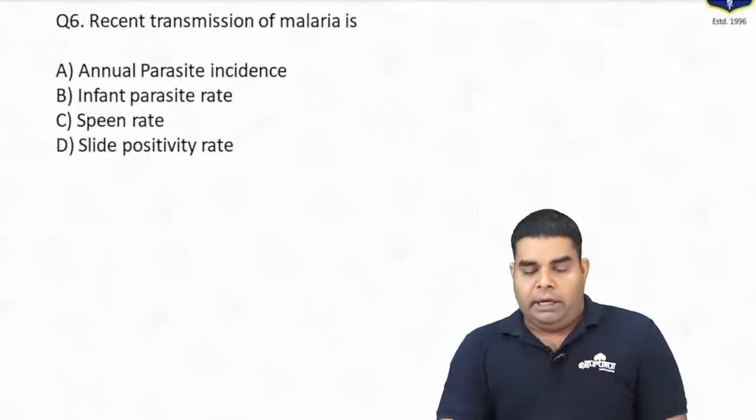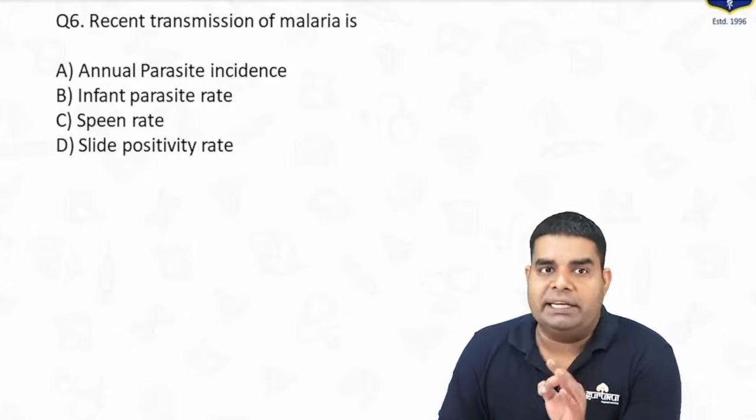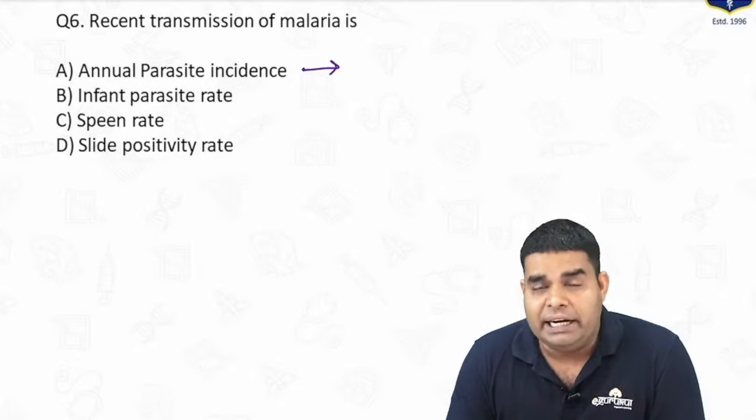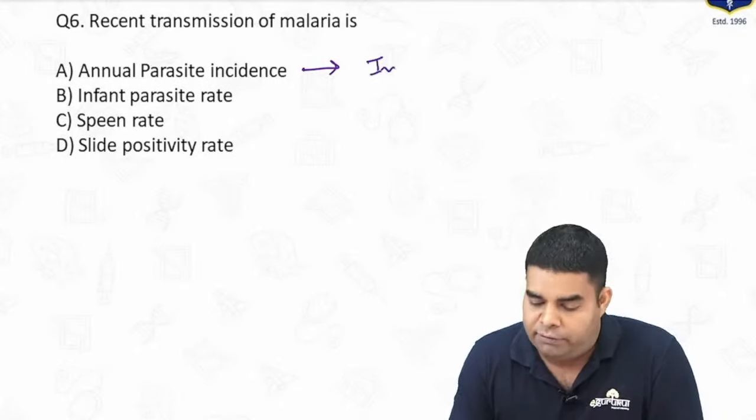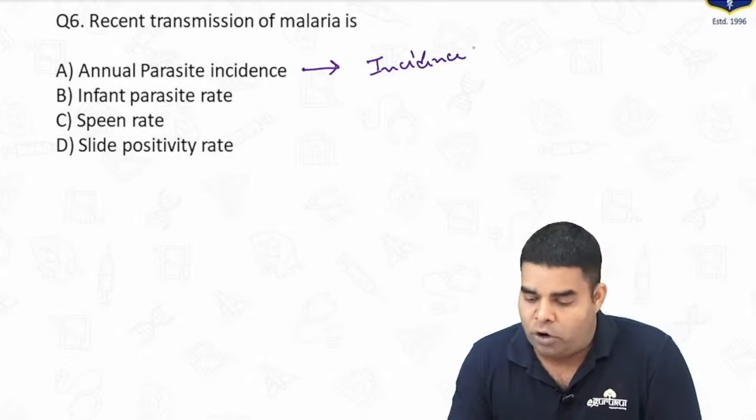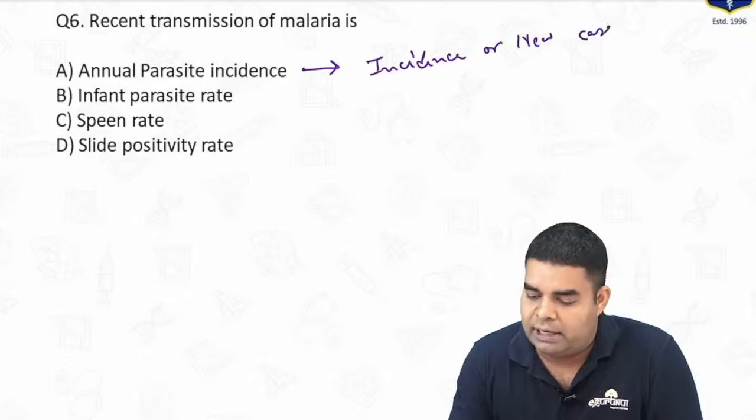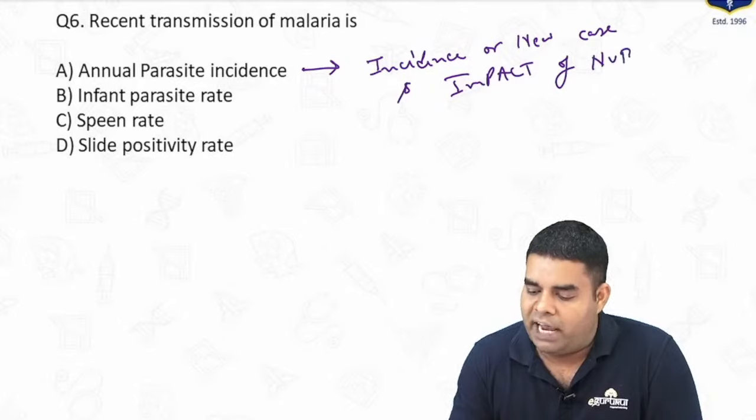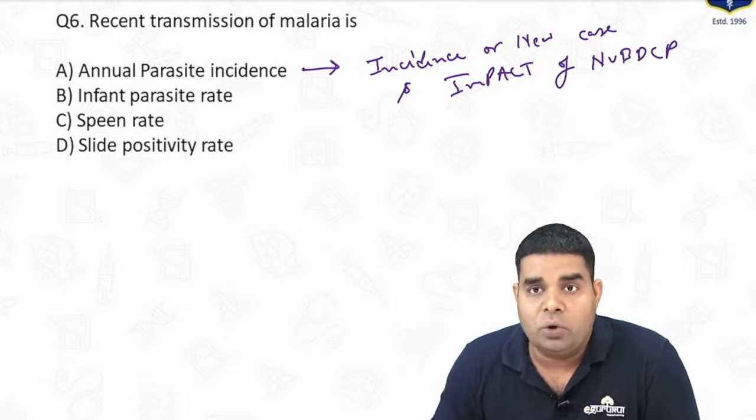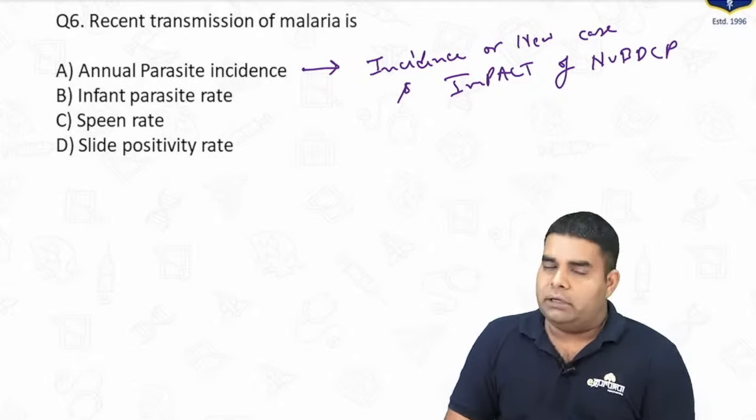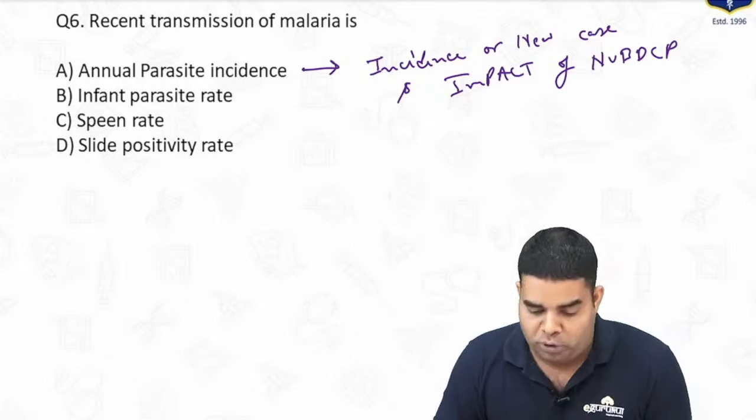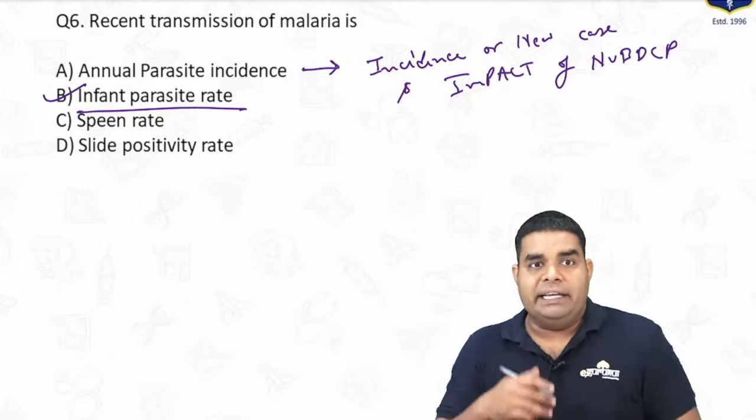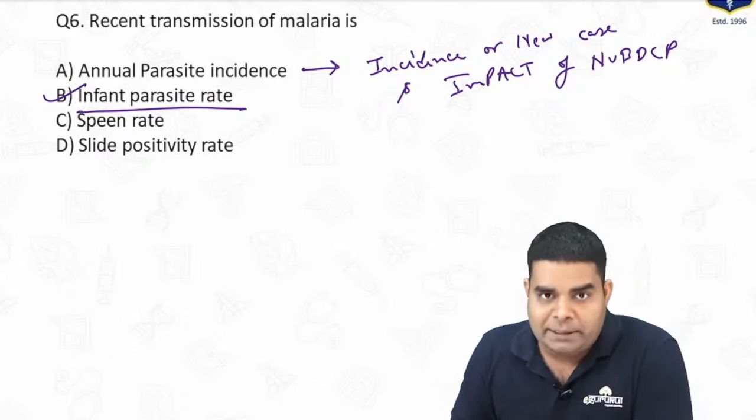Okay. Now, recent transmission of malaria is discussed by which index? The annual parasite incidence tells about the incidence of malaria, how many new cases are occurring, and it also tells about the impact of the malaria control program, the impact of the National Vector-Borne Disease Control Program. Okay. So, annual parasite incidence tells about incidence and the impact of the malaria control program. Infant parasite rate is the correct answer. It is used to tell about recent transmission of malaria.